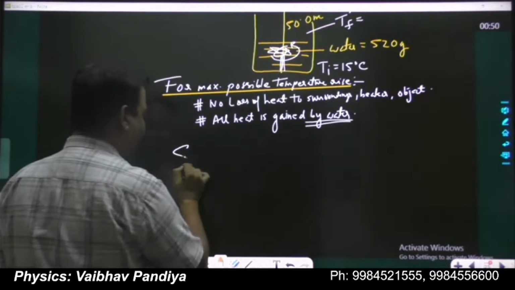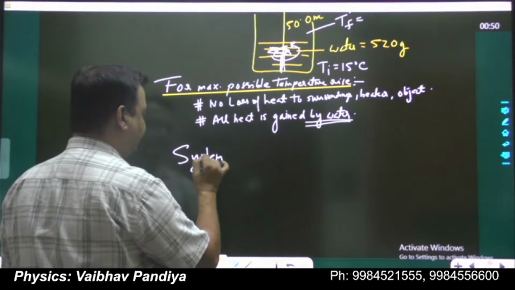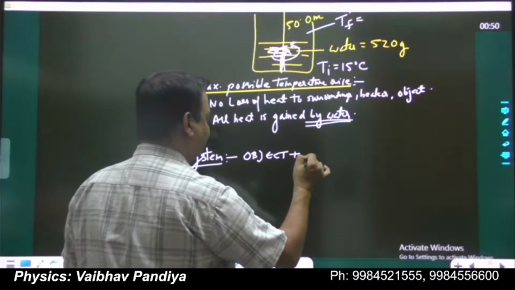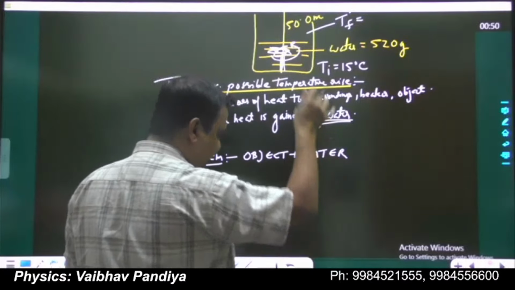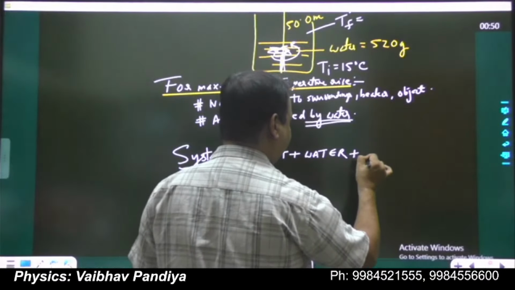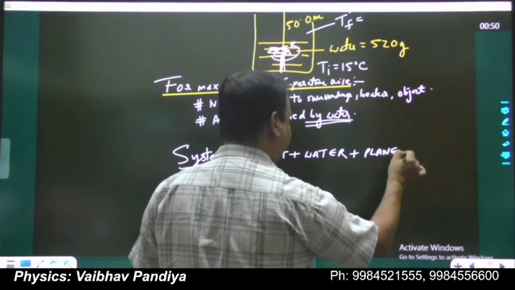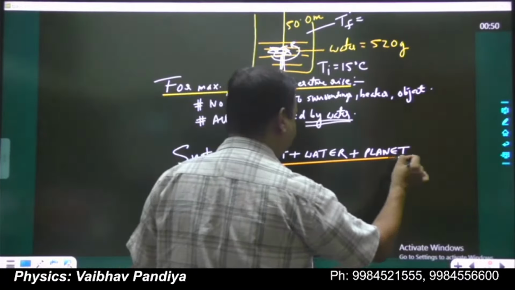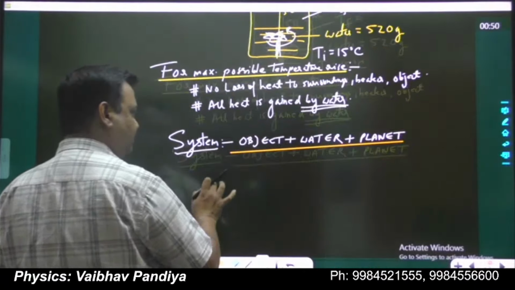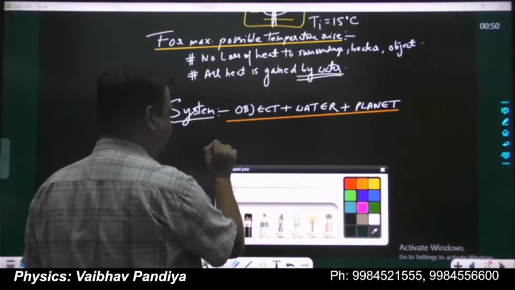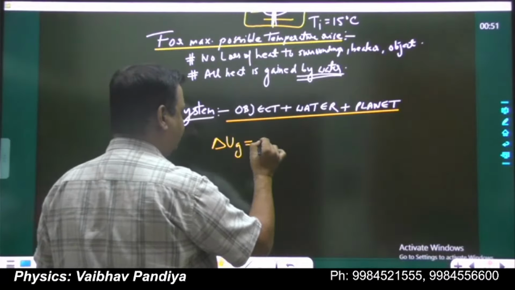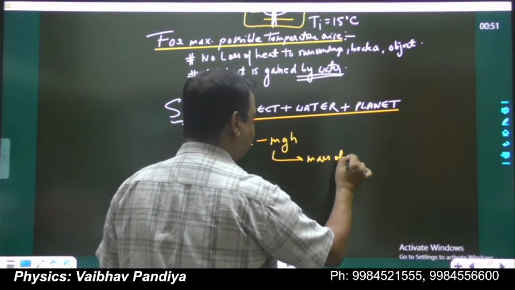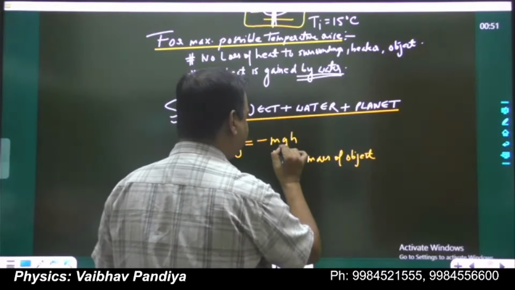Now, for conservation of energy, we know we have to define a system. So I'm taking the system as the object plus water, plus the planet, the object that is falling plus planet. And since you're taking the planet in the system, it will have gravitational potential energy. This we have seen in work energy. So what will be the change in the gravitational potential energy? Minus mgh. m is what? Mass of the object. I'm writing m_o.